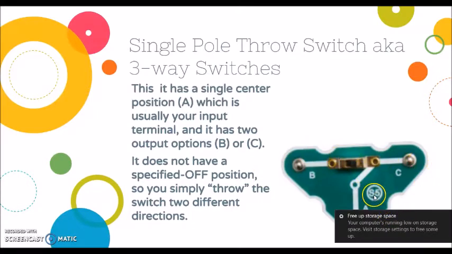Since A is a very important position, as you can see, the switch is on B or C. So if the switch is thrown in the direction of C, then the energy is going to flow through points A and C. If the switch is thrown to the side that B is on, or pole B, then the energy is going to flow through A and B.